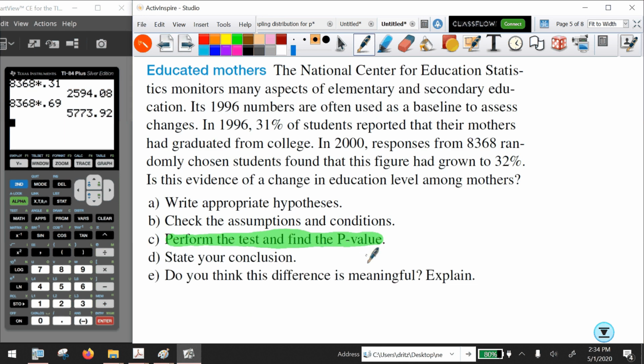Perform the test and find the p-value. What we do to perform this test is construct a probability model based on our null hypothesis. Our null hypothesis is that the proportion of students whose mothers graduated from college is 31%. We are going to construct a probability model with that mean, and we're going to use as our standard deviation this familiar formula, the square root of pq over n, where we use p as 31% and q as 69%, the complement of that, and n is our sample size here. So we're going to go ahead and build this model.